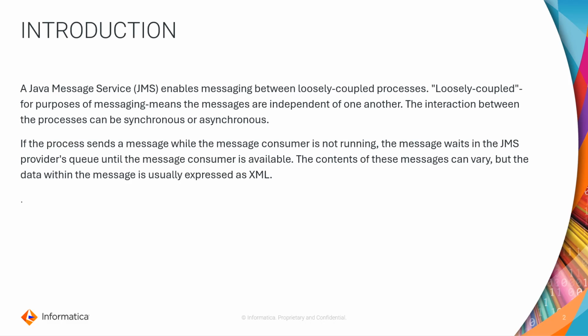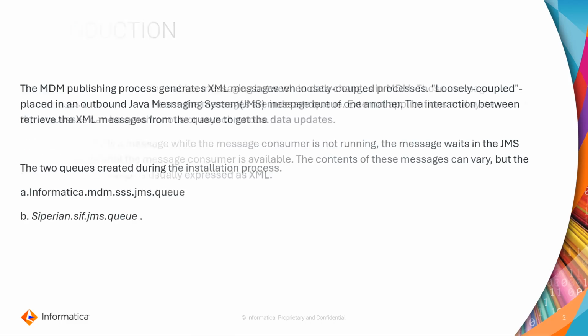If the process sends a message while the message consumer is not running, the message waits in the JMS provider's queue until the message consumer is available. The contents of these messages can vary, but the data within the message is usually expressed as XML. Taking advantage of data flow that occurs with JMS, you can eliminate the need to invoke a service such as database management that runs on premise.